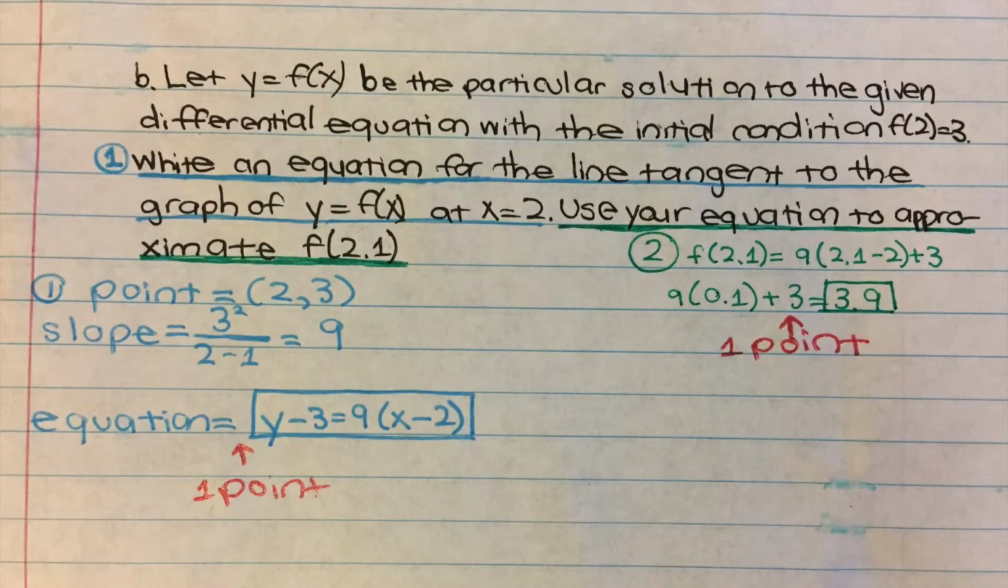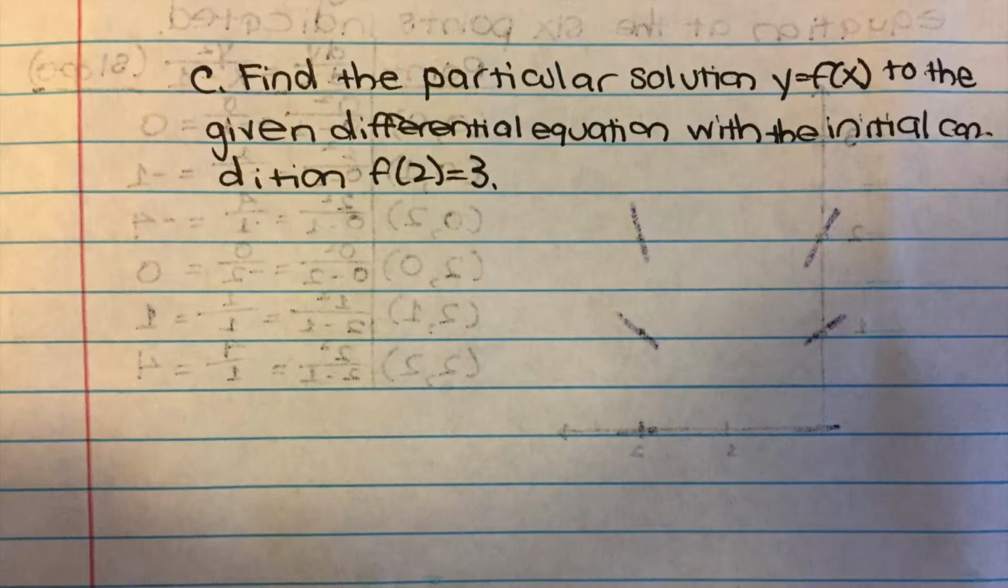The breakdown of this problem includes the tangent line equation and the approximation value, each 1 point and making a total of 2 points that can be earned for part B in number 4. Part C is asking for you to find the particular solution y equals f of x to the given differential equation with the initial condition f of 2 equals 3. Part C is the last part of number 4 and contributes to most of the points in this question as it has a total of 5 points you can earn.